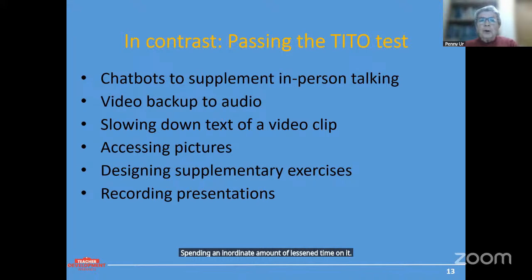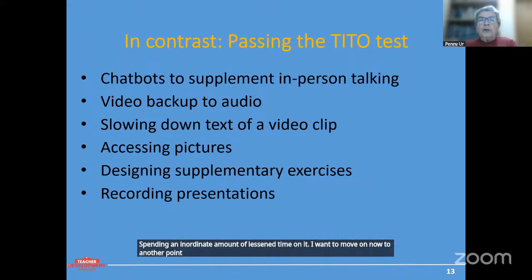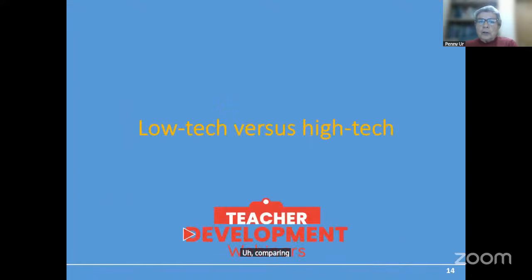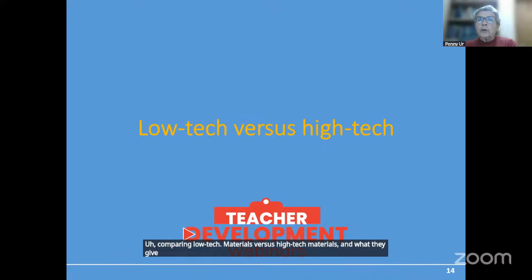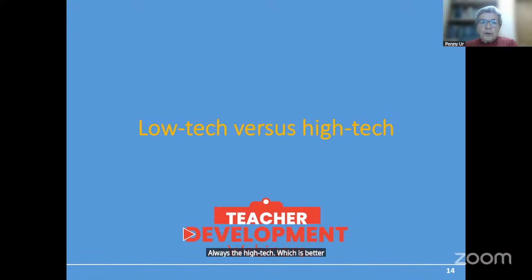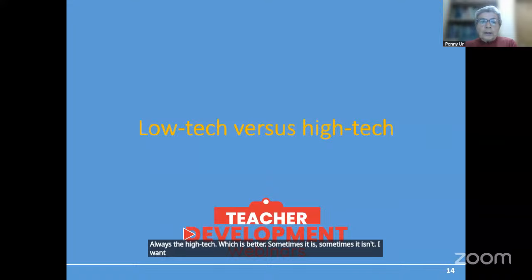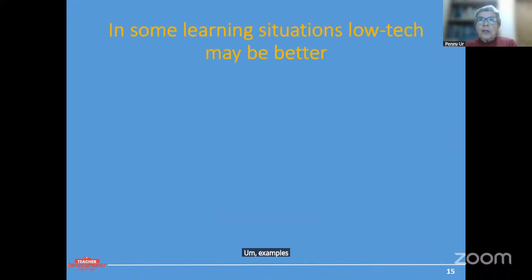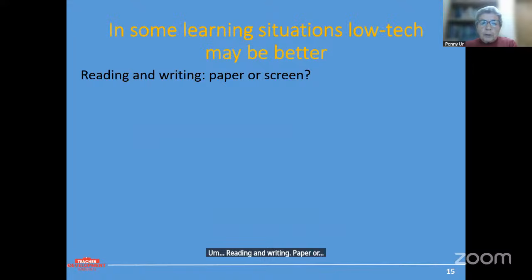I want to move on now to another point, which is comparing low-tech materials versus high-tech materials and what they give us, because it's not always the high-tech which is better. Sometimes it is, sometimes it isn't. I want to look at some particular examples. In some learning situations, low-tech may actually be better. Reading and writing, paper or screen.